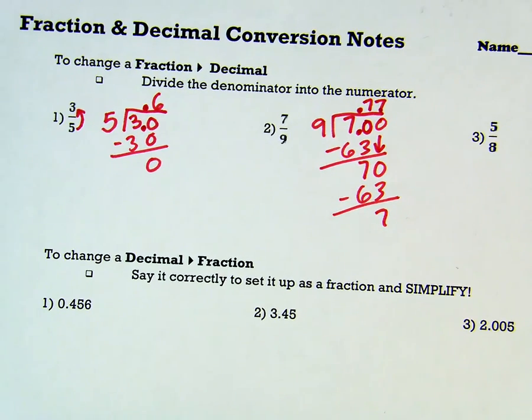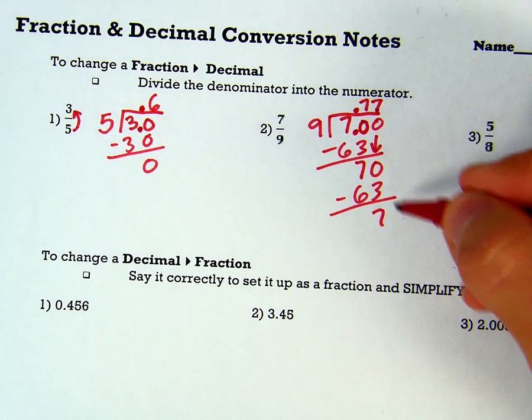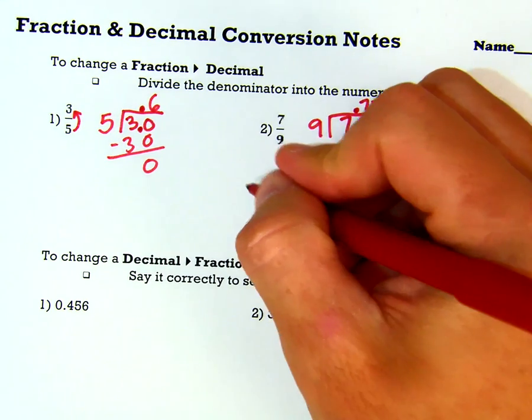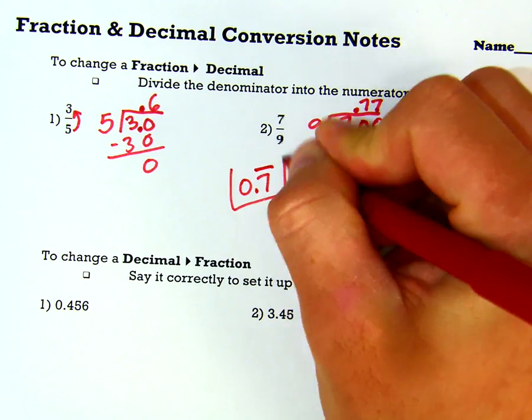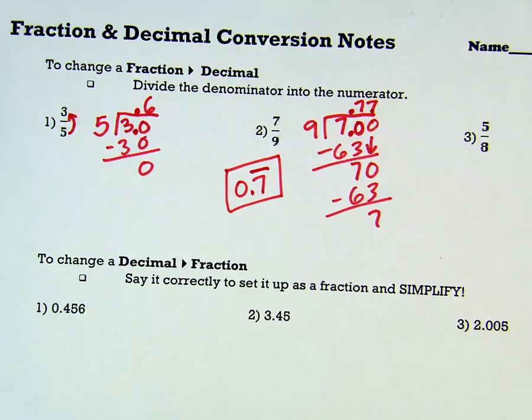I can see there's going to be a pattern here. It should just keep going 7 7 7 repeating. So my answer for this one is 0.7 repeating. And I'm going to put a line over my 7 to show the repetition, and showing that it's going to keep going on and on forever.